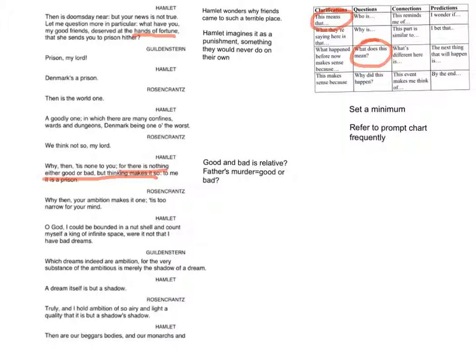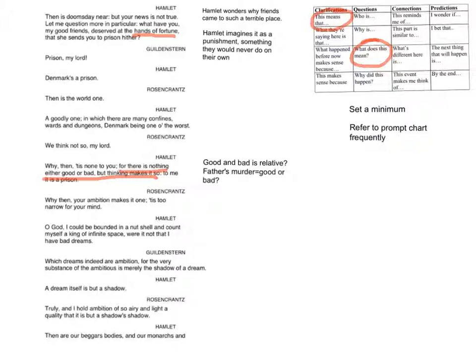Let's continue reading. Why then, your ambition makes it one. 'Tis too narrow for your mind. O God, I could be bounded in a nutshell and count myself a king of infinite space, were it not that I have bad dreams. Which dreams indeed are ambition, for the very substance of the ambitious is merely the shadow of a dream. A dream itself is but a shadow.